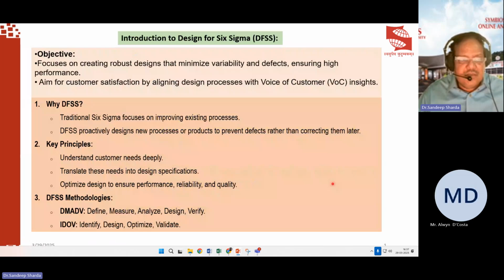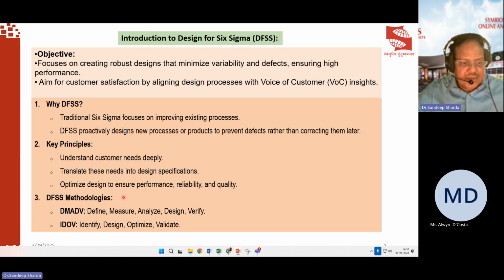Now, introducing Design for Six Sigma. The objective is to create a robust design to minimize variability and defects, ensuring high performance and aiming for customer satisfaction by aligning the design processes with the voice of the customer. Why DFSS? Traditional Six Sigma focuses on improving the existing process. DFSS proactively designs new processes and products to prevent defects rather than correcting them later. The key principles are understanding customer needs, translating these needs into design specifications, and optimizing the design to ensure performance, reliability, and quality.